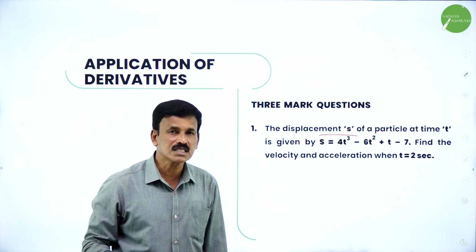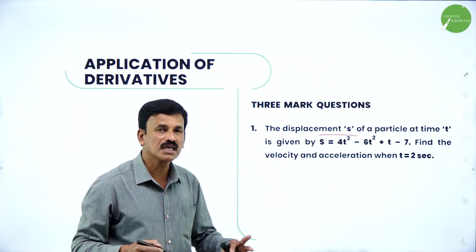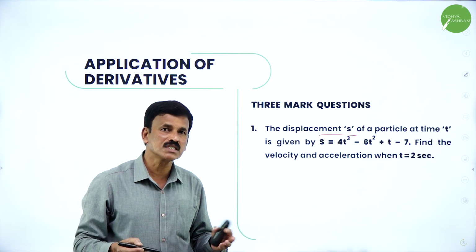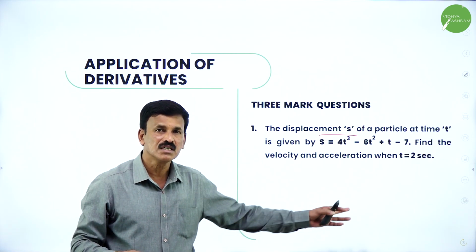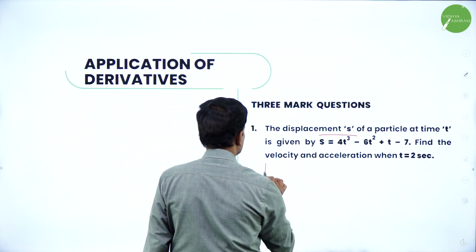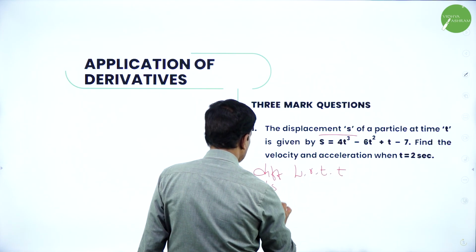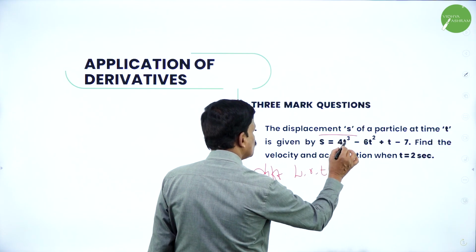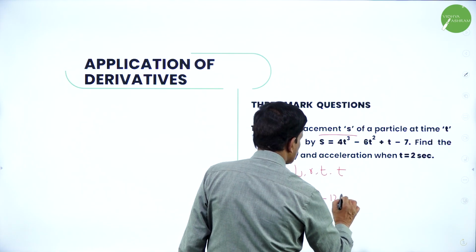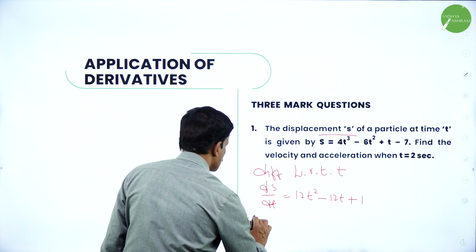To find the velocity and acceleration, differentiate with respect to t on both sides. If you differentiate one time, you will get the velocity. If you differentiate 2 times, d square s by dt square will give the acceleration at the given time t. Now, let us differentiate this with respect to t. Differentiating, we get ds by dt is equal to differentiation of t cube is 3t square, 4 3s are 12t square, minus 6 2s are 12t, plus differentiation of t is 1, 7 is constant so 0. Put t is equal to 2.